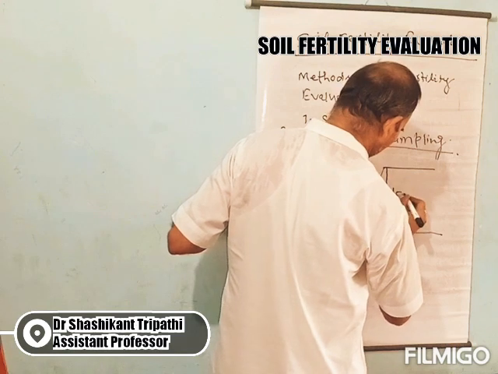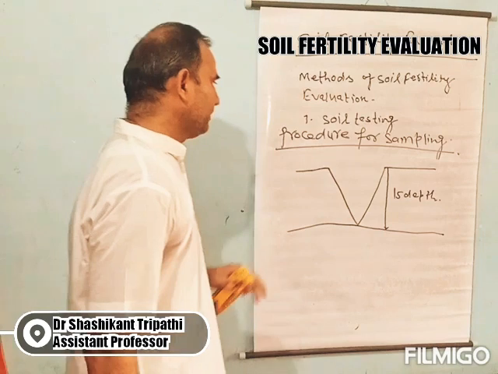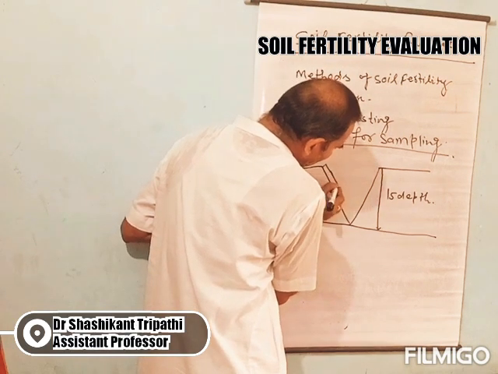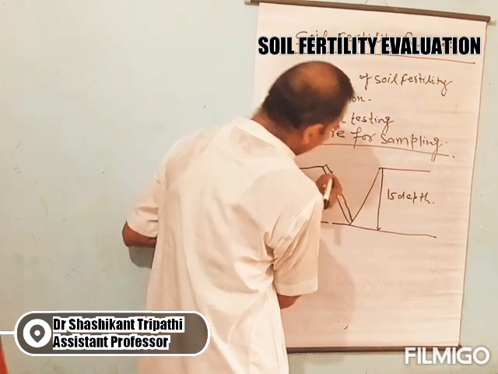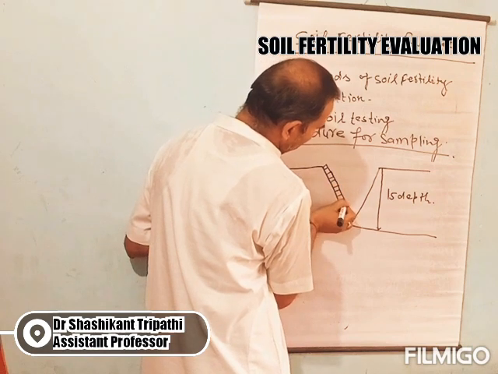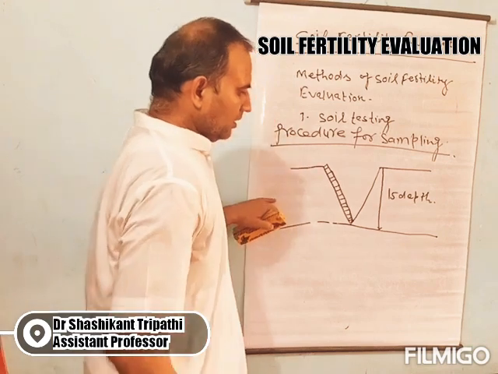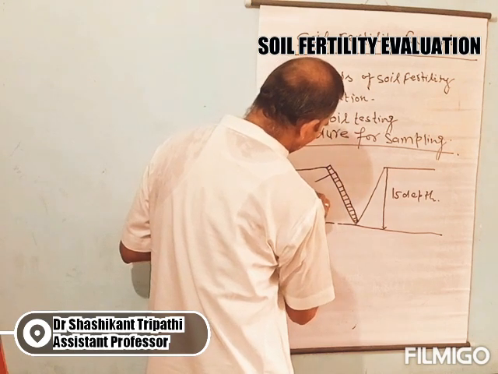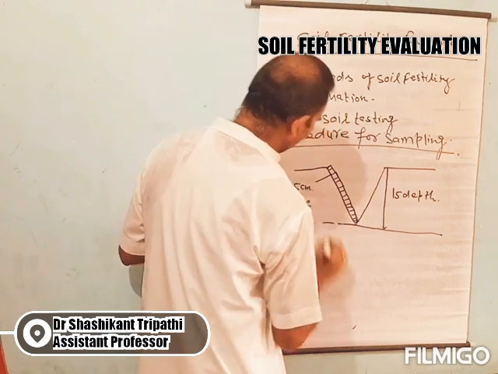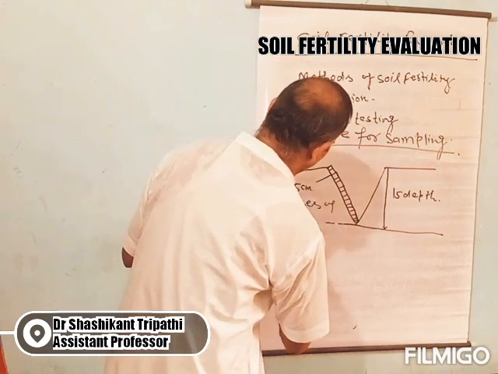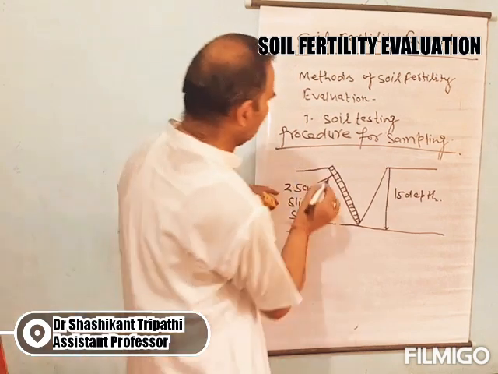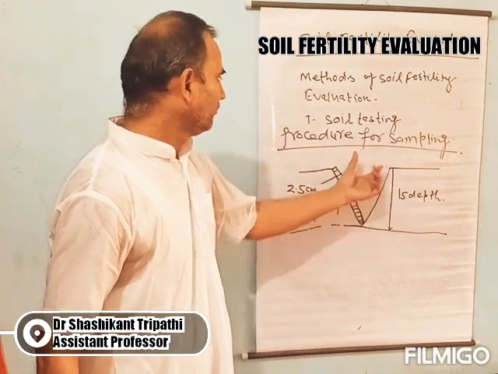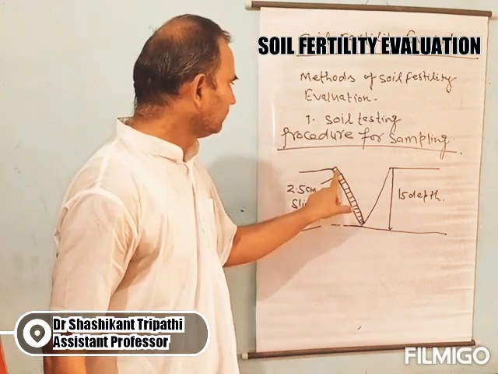Cut this 15 centimeter depth with the help of a spade, and remove 2.5 centimeter slices of soil from the exposed face of the V shaped cut.